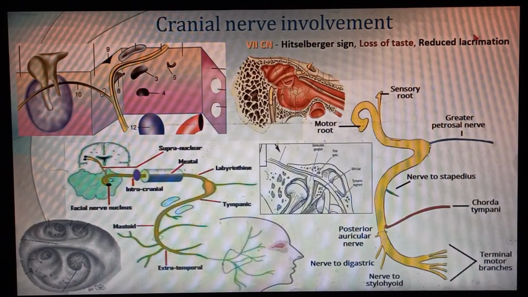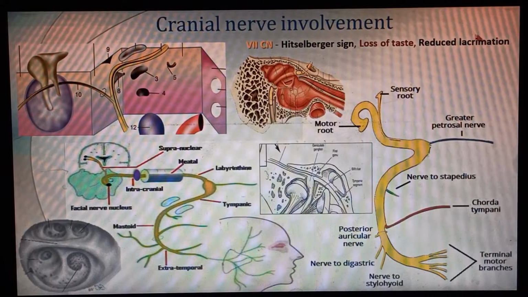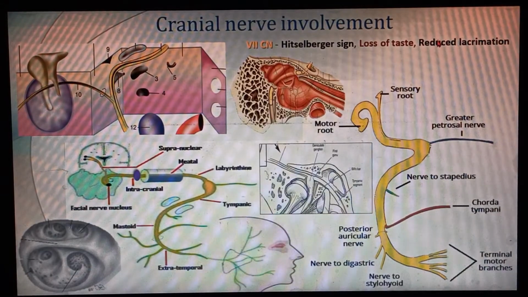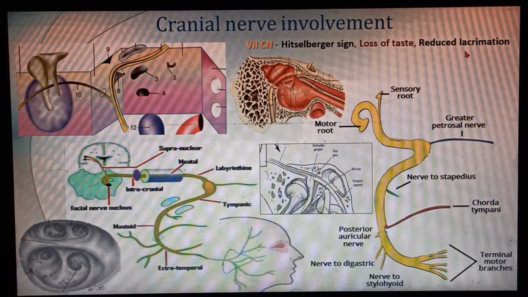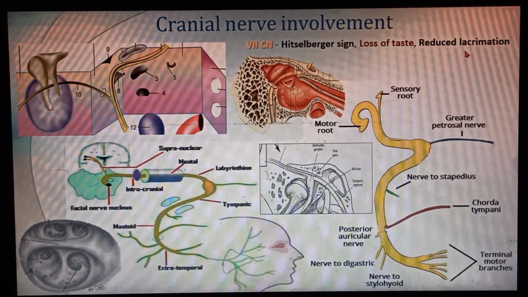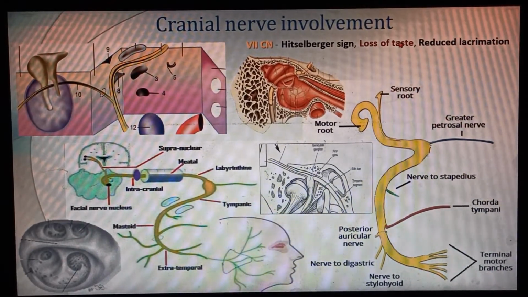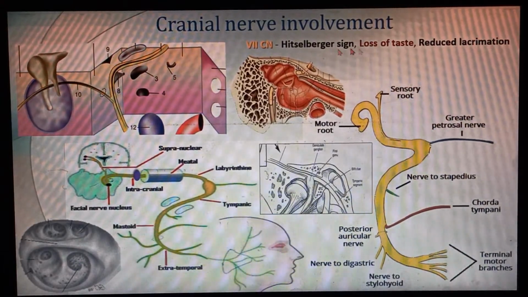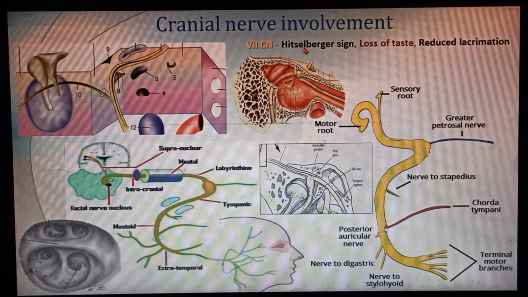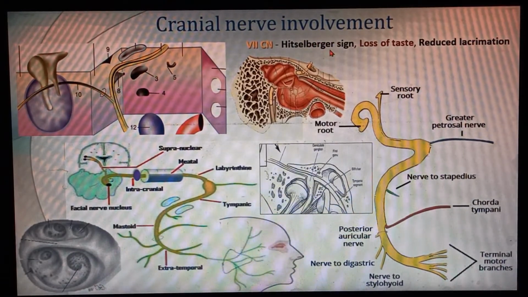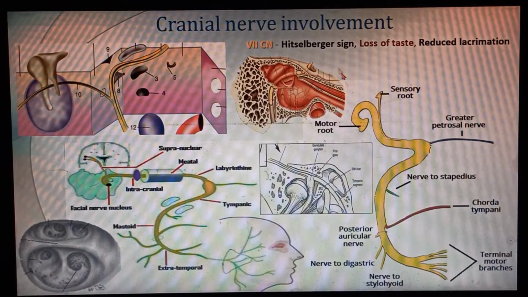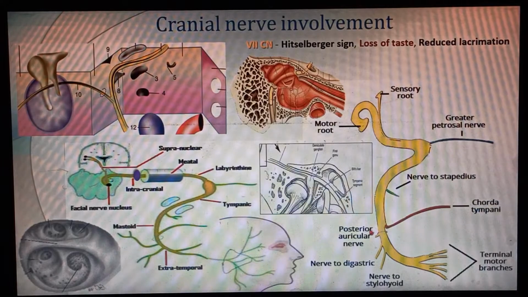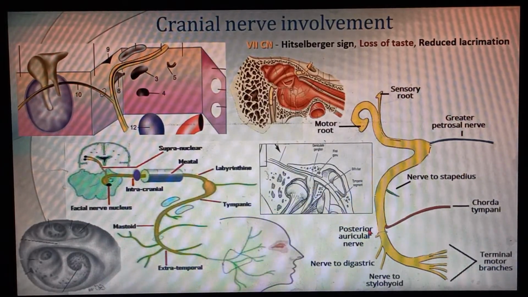And how would you identify that reduced lacrimation? The test done to test for the reduced lacrimation is called Schirmer's test. This is an MCQ, can be asked. And loss of taste can be tested by electrogustometry. This is also an MCQ. And Hitzelberger sign is also an MCQ. It means there is a decreased sensation over the posterior meatal wall due to these fibers getting affected. Okay, so remember these are the features when the facial nerve gets involved.